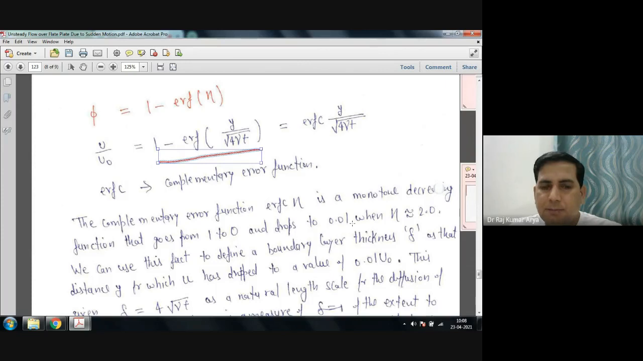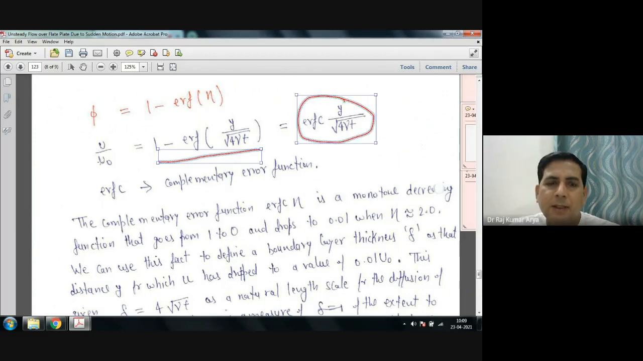Because this is coming from purely mathematics, when you put eta equal to 2, this error function goes to 0.01. Now, if you substitute 0.01 here, the complementary error function is this. So at this particular place, this whole thing is getting to 0.01. Now, in that case, the u would be that 0.01 multiplied by u naught, right?